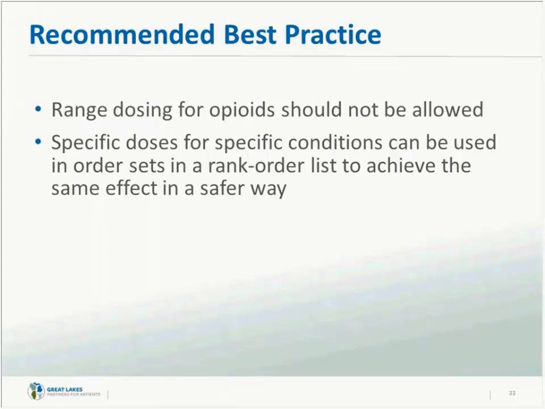So, again, range orders should not be used. For mild pain, there should be specifics: 1 Percocet every 4 hours for mild pain, 2 Percocet every 3 hours for moderate pain, et cetera. So there should be very specific orders written for specific conditions. Again, it removes variability in how somebody treats a patient's pain.